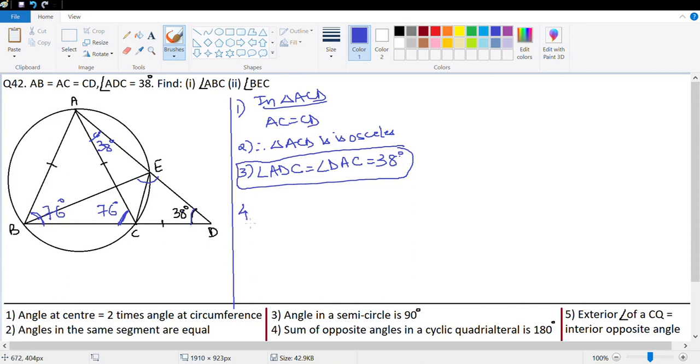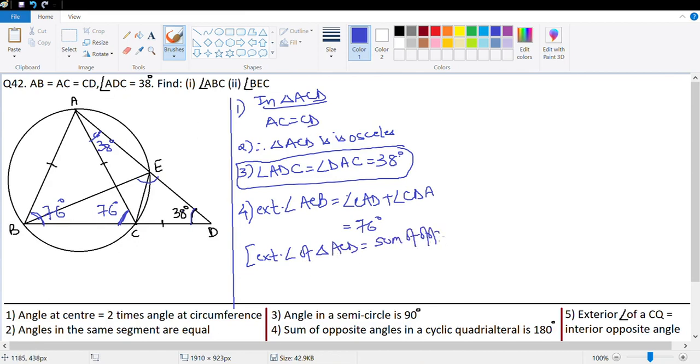Okay, so number 4 would be exterior angle ACB would be equal to angle CAD plus angle CDA, which was 76 degree. Reason, exterior angle of triangle ACD is equal to sum of opposite interior angles. Good. So in triangle ABC, I have AB is equal to AC, which means triangle ABC is isosceles.